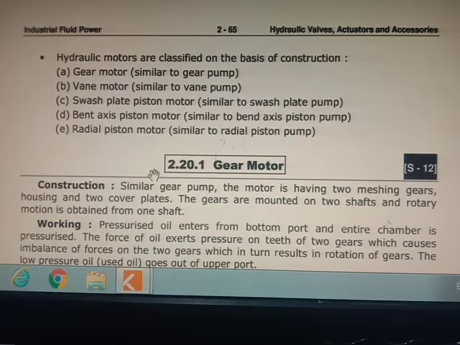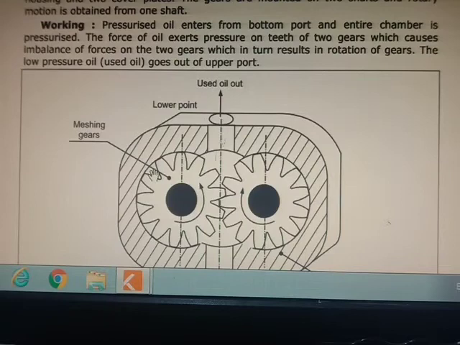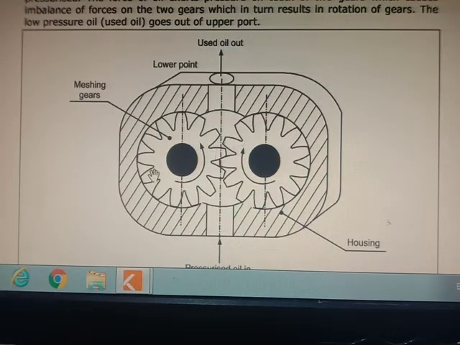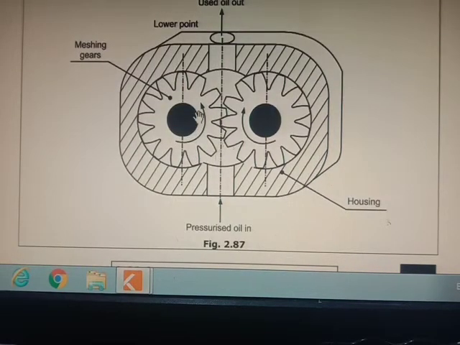So it is the gear motor used in the hydraulic cylinder. You can see here the construction of a gear motor. The outer part is the housing. This housing is provided with two ports, the inlet port and the outlet port. Here two gears are provided, gear number 1 and gear number 2. They are mounted on shafts, right? And they are meshing with each other externally.